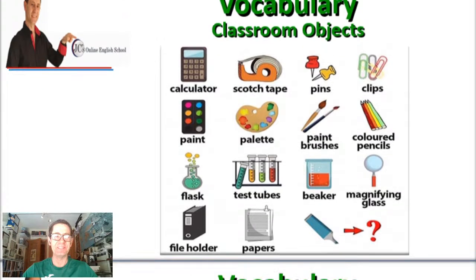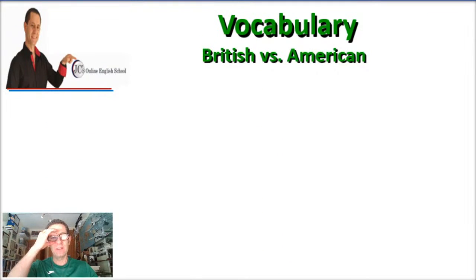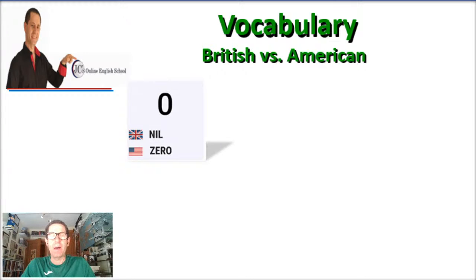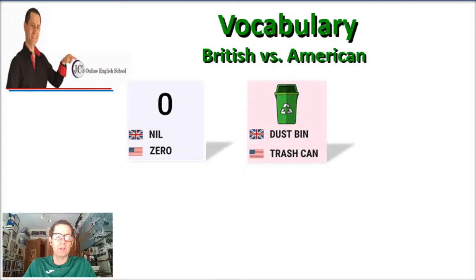Thank you very much. Now we're going to take a look at a few words that can be pronounced in different ways or written in different ways in both British and American English. For instance, for this one the British use nil, and Americans use zero. So you could say nil in British English or zero in American English.